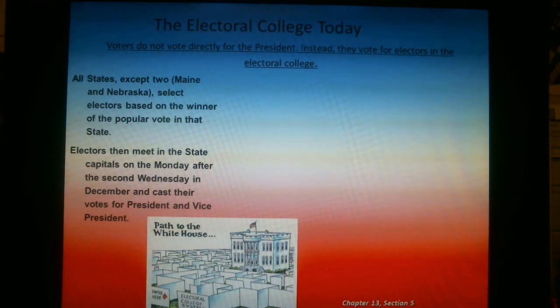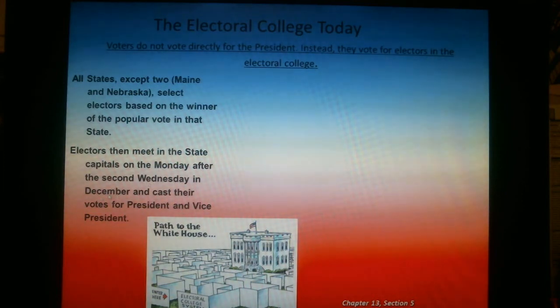It's more of a proportional system. A lot of states are looking at doing that, which if they do, it could totally change how the election system is done in this country, and that could have a lot of ramifications, which we'll probably talk more about in class. The electors meet in the state capitals on the Monday after the second Wednesday in December.